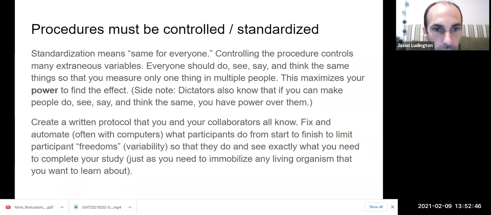Okay, so we try to limit participant freedoms so that they do and say and think all the same things as one another, just like we need to immobilize a butterfly if we are studying its wings. We need to immobilize human variability to some extent while we study the aspect that we are interested in.